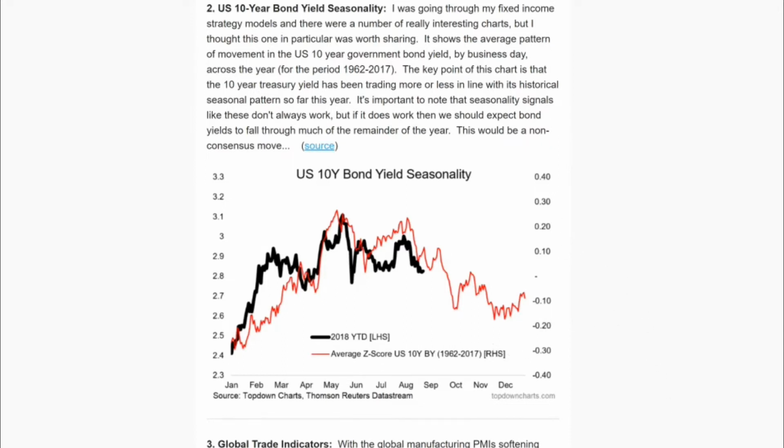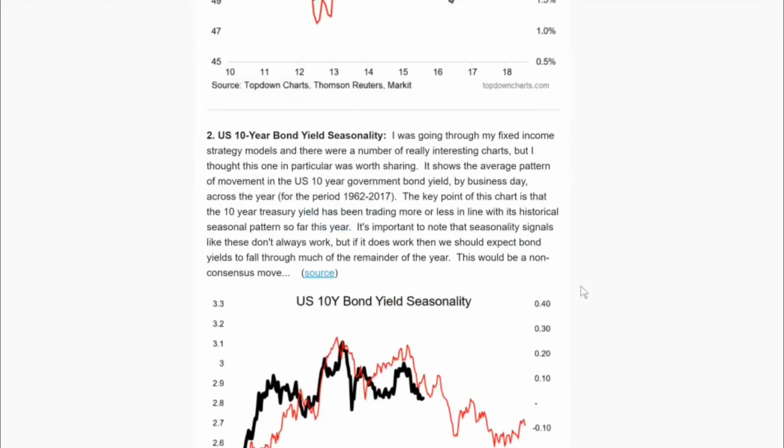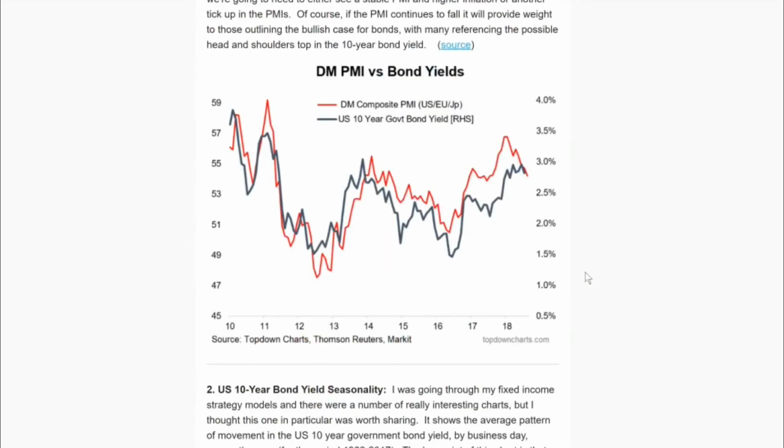That's quite interesting, because that would be very much a non-consensus move. Look, the latest speculative futures positioning shows the market's still very short, so definitely one to be mindful of, especially in the context of what's going on for the PMIs there.